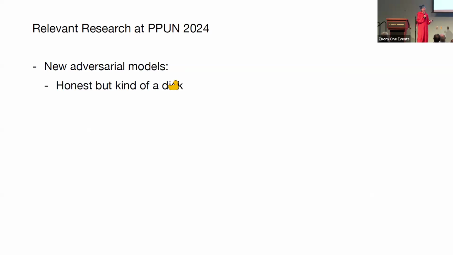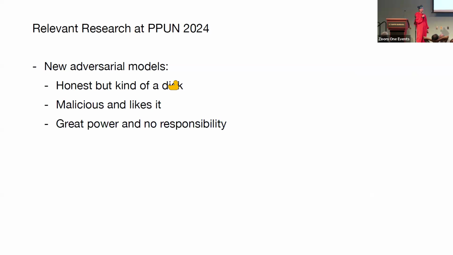And what do you want to present at PUN 2024? Great question. We consider new adversarial models, such as honest, but kind of a duck. And malicious, but they like being malicious. They like being a jerk. And also great power with no responsibility.